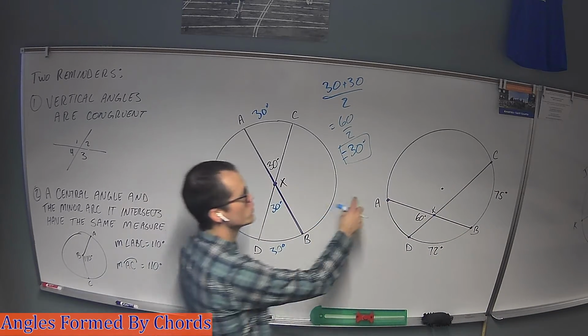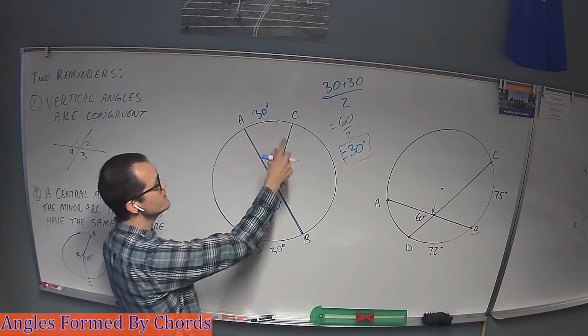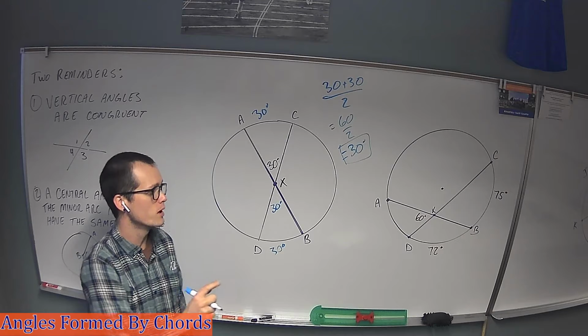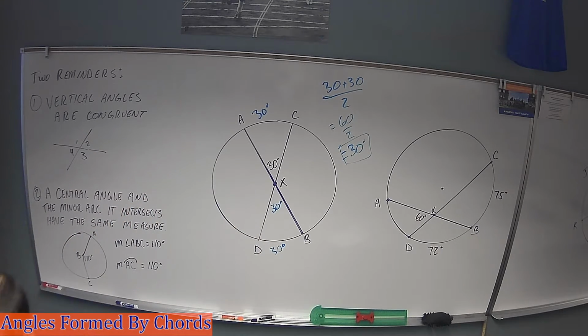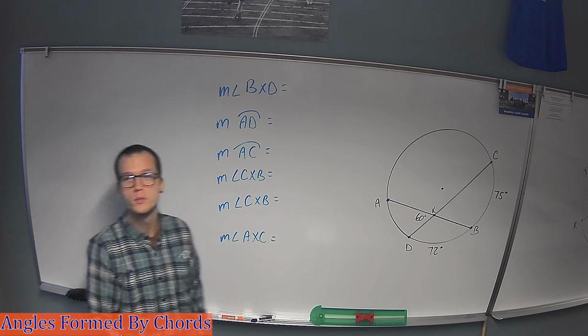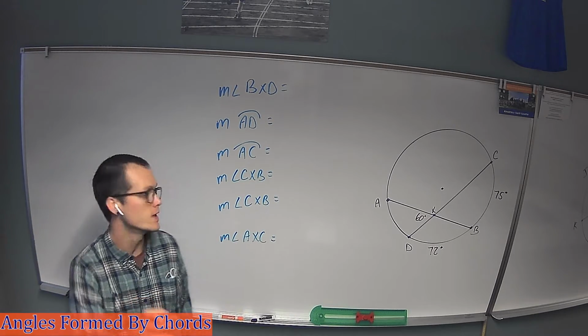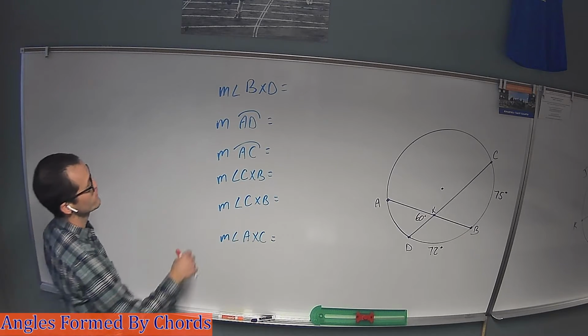What if you have two chords that intersect that don't intersect in the center of the circle? Well, this idea still applies. So we're going to explore that next. I'm going to clean this up and give myself a little bit more space. Okay, here we go. There's a whole bunch of stuff we're going to explore. I'm going to try to zoom through it. Feel free to rewind, pause, whatever you need to do to make sure you get all the pieces here. So we're going to answer all 6 of these questions, find all these different measures.